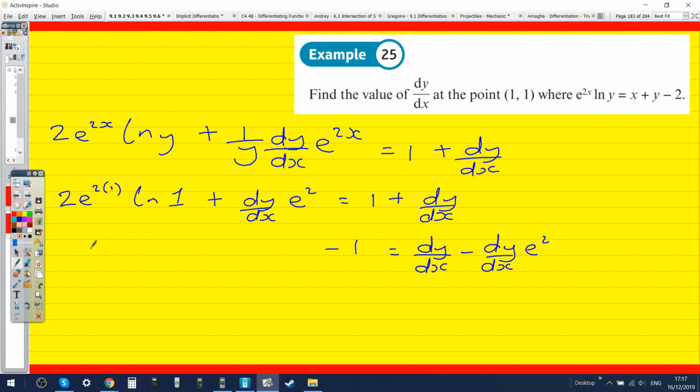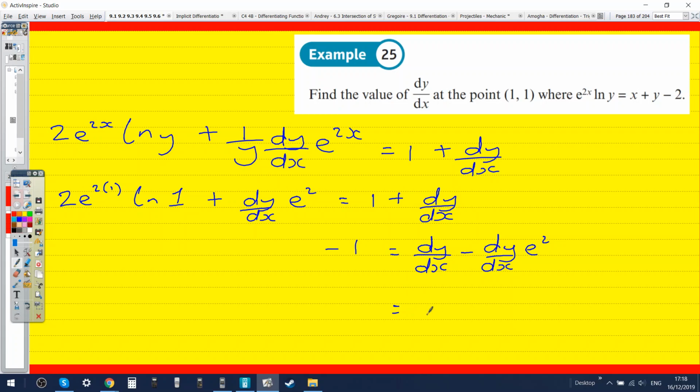Is equal to minus 1, and then 2e squared and then 1. Put ln 1 into your calculator. What is that? 0. Boom. So you would just have dy by dx e squared minus 1. Wait, no, you wouldn't have the e squared 1. So you would just have that. That's your answer. Did you factorize the dy dx?